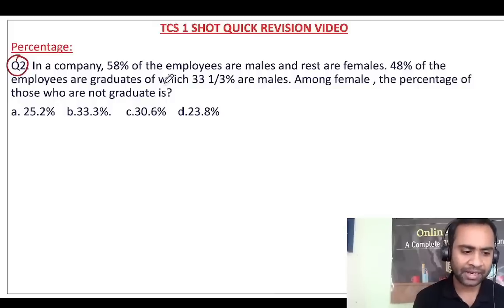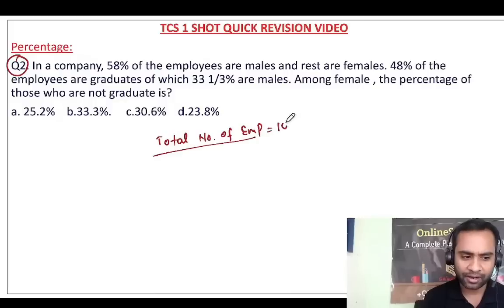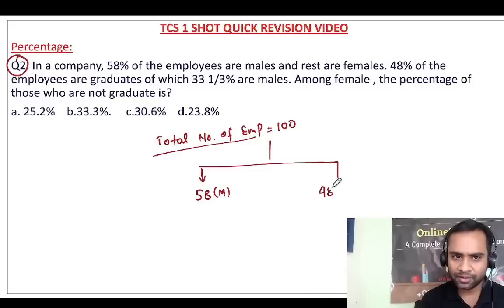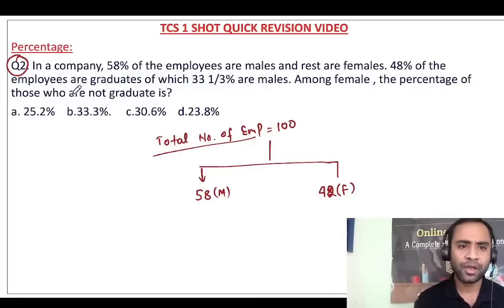Okay, so in a company, 58% of the employees are males and rest are females. I will assume the total number of employees is 100. Out of that 58% are male, that means 58 male. So the remaining 42 will be female.